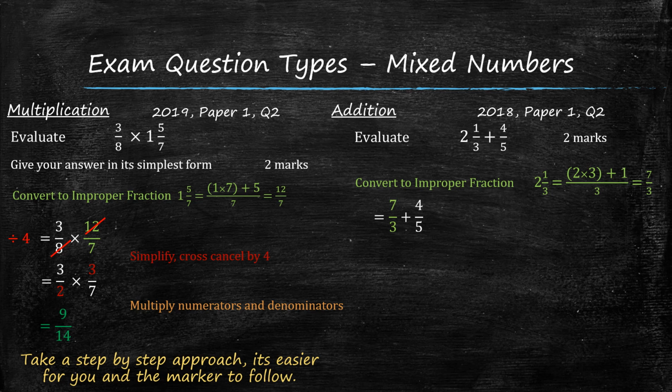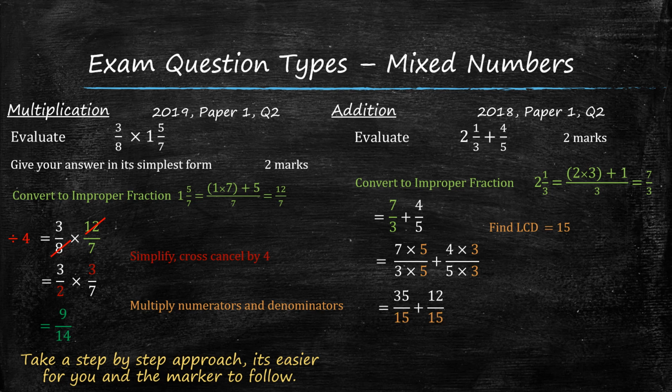Now we can only add or subtract fractions if they have the same denominator. We do not have the same denominator, so we need to convert these into equivalent fractions with the same denominator. And to do that, we need to find the LCD, the lowest common denominator between 3 and 5, and that's 15. So we want to convert these original fractions into equivalent fractions with the new denominator being 15, the LCD. Now to do that, we multiply 7/3 by 5, top and bottom, and we multiply 4/5 by 3, top and bottom, as this will give us both fractions with the LCD as the new denominator.